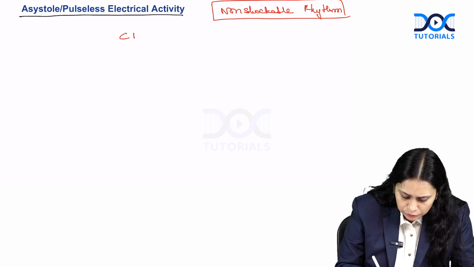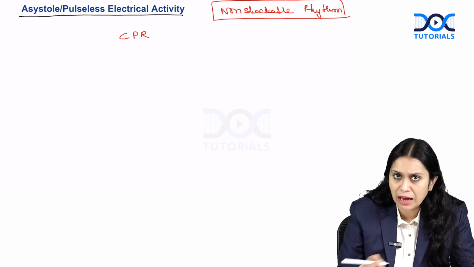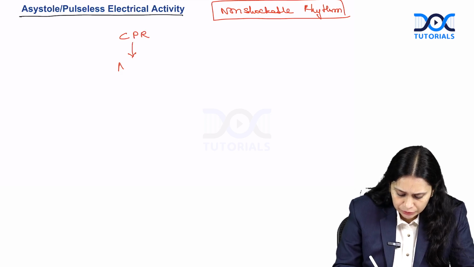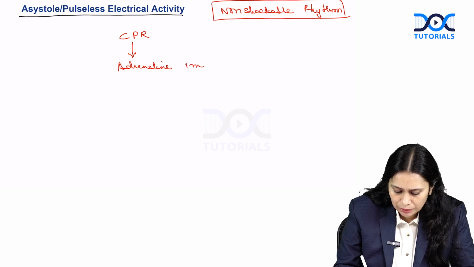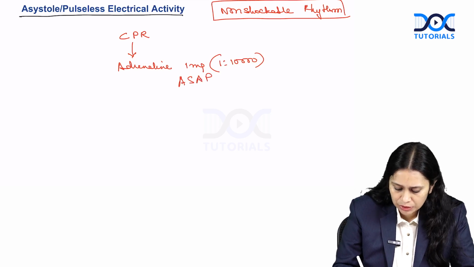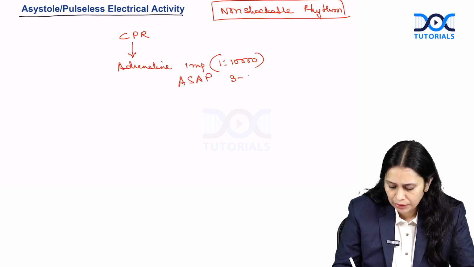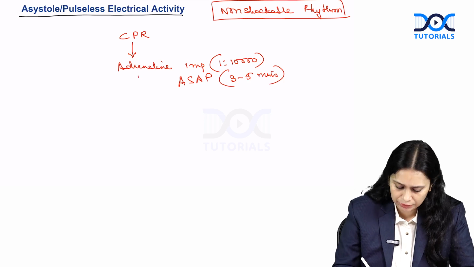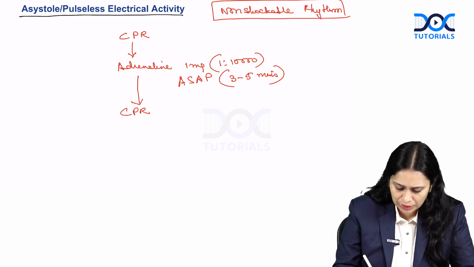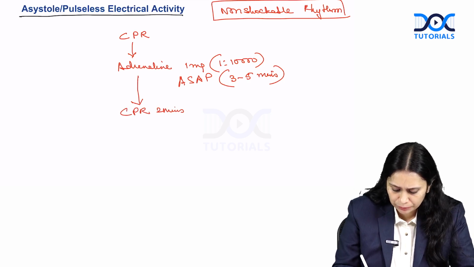We need to do CPR, as we have discussed. We need to give adrenaline. Adrenaline 1 milligram, 1 in 10,000, right? As soon as possible. Repeat every 3 to 5 minutes. Again, we continue with CPR, every 2 minutes we do CPR for 2 minutes.